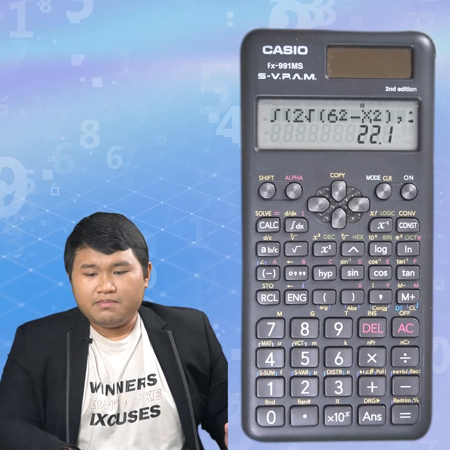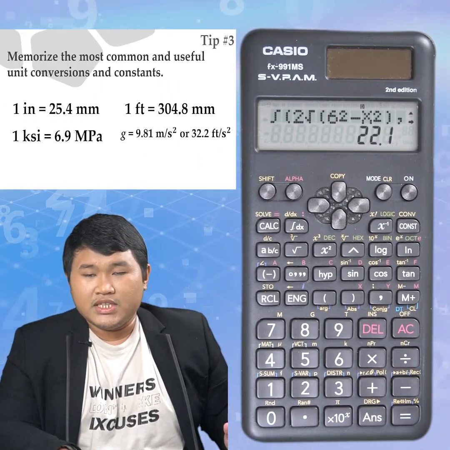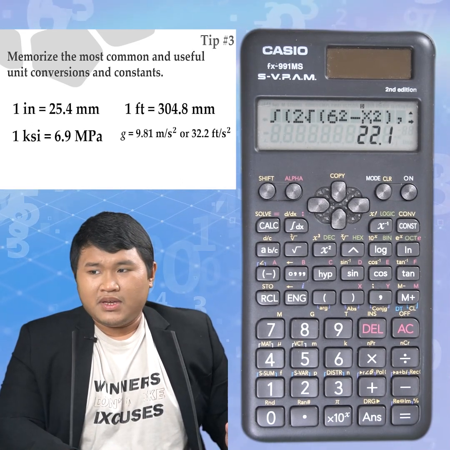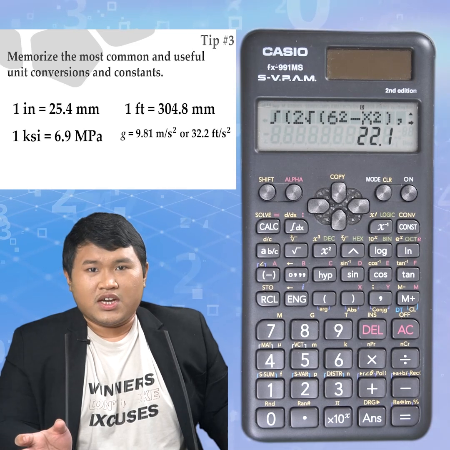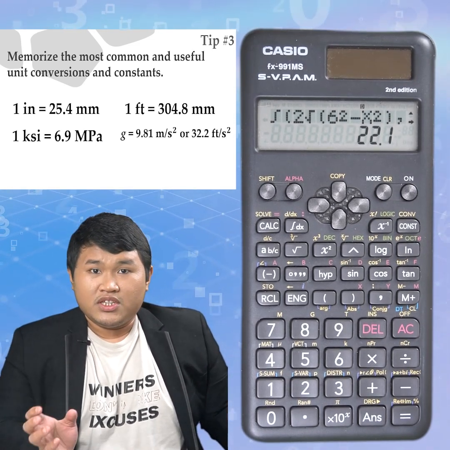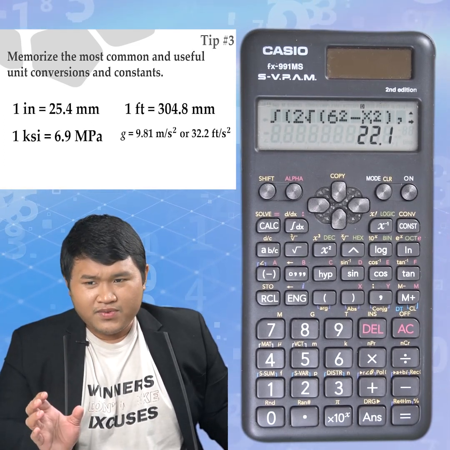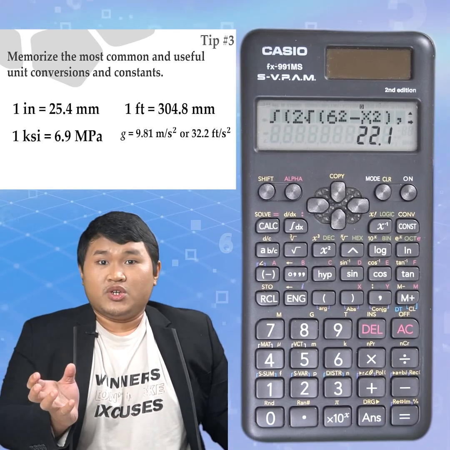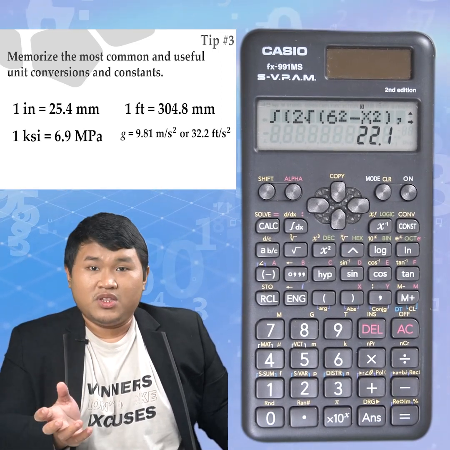Now the third tip is to memorize the most common and useful unit conversions and constants. There are many of them, and they are so commonly used that you don't need to search the calculator for that. Although the calculator has the conversion and constants utility for that, try to use it only if you really forget that conversion or that constant. Otherwise, if you memorize them, just input them directly.